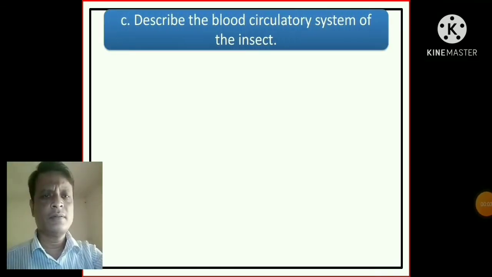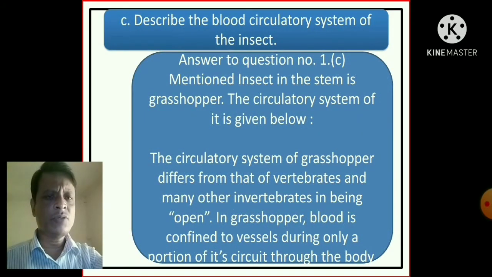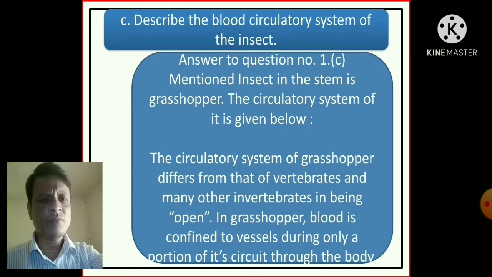Now let's discuss C, that is the application based question. Describe the blood circulatory system of the insect. The answer will be: the mentioned insect in the stem is grasshopper. The circulatory system of grasshopper differs from that of the vertebrates and many other invertebrates in being open. In grasshopper, blood is confined to vessels during only a portion of its circuit through the body.